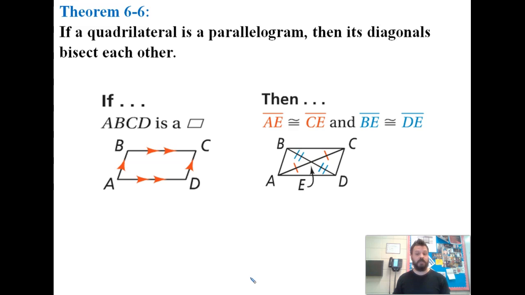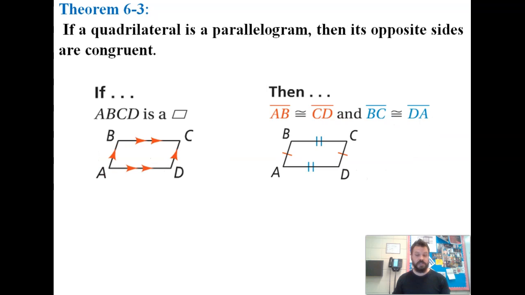And then the last one, we'll talk about the diagonals of a parallelogram. We'll say if a quadrilateral is a parallelogram, then its diagonals bisect each other. So if I draw a diagonal from one corner of the parallelogram to the other, as in segment AC, we'd say it is bisected if it's split into two congruent parts. So AE is congruent to EC. And then that diagonal also bisects the other diagonal. BE is congruent to ED.